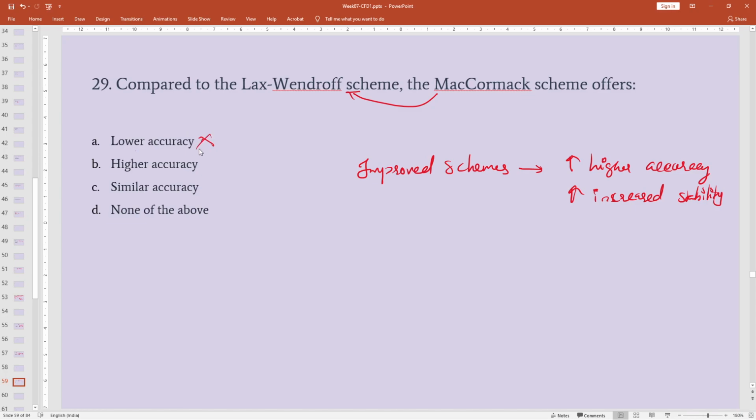So this we can strike off, since McCormack scheme is an improved version of Lax-Wendroff scheme. It will be having higher, but it won't be having lower accuracy. So it should either have higher accuracy, because if it was improved to get higher accuracy, then option B becomes true. If it was improved to get higher stability, then option C can be true. So here our answer is higher accuracy as well as comparatively simple computational procedure. So our answer is option B, higher accuracy.